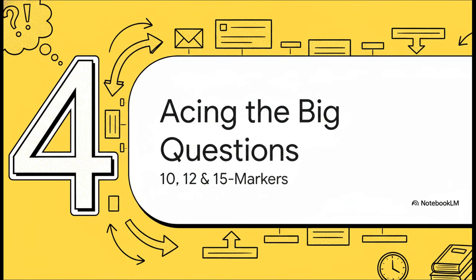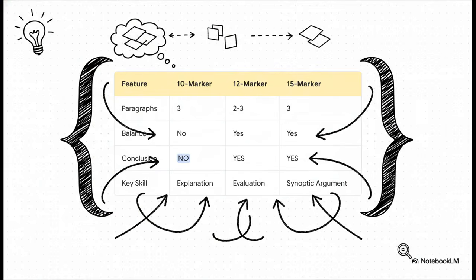Right, time for the big ones. The WHY2 method is still our guide, but how you put the paragraphs together changes depending on how many marks are on offer. Now this slide, this is basically your game plan for the whole end of the paper. Check out the key differences. For a 10-marker, it's 3 paragraphs. Simple. But for the 12 and 15 markers, you've got to be evaluating and creating a balanced argument. And maybe the most important difference of all, look at that conclusion row. You do not need one for a 10-marker, but it is absolutely essential for the 12 and 15 markers.